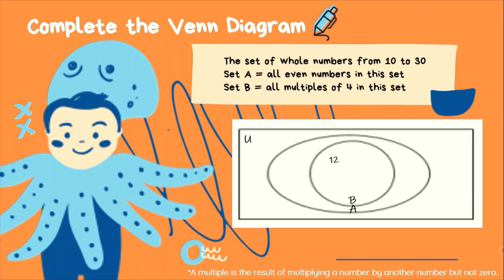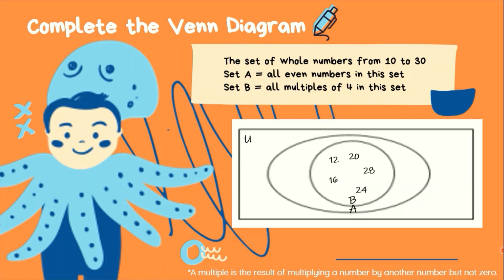4 times 4 is 16. 4 times 5 is 20. 4 times 6 is 24. 4 times 7 is 28. 4 times 8 is 32. That is already larger than 30. Kaya, hindi na natin siya kailangang i-include sa set B.